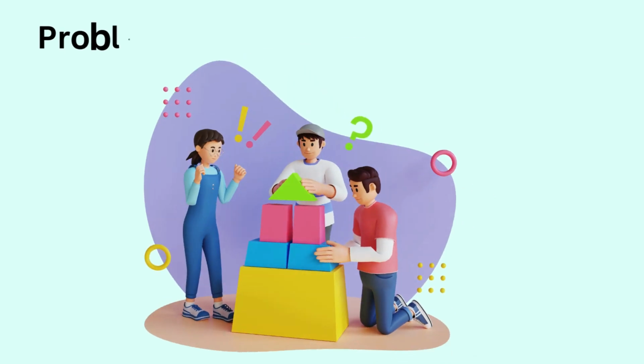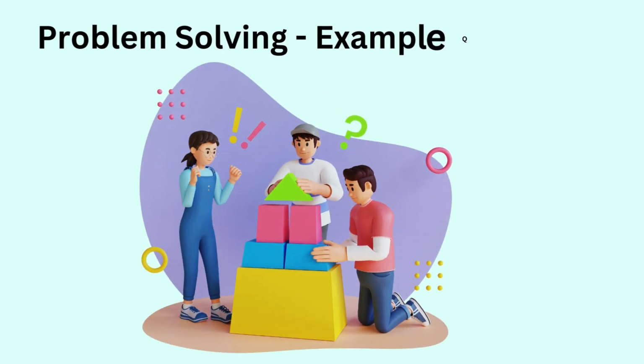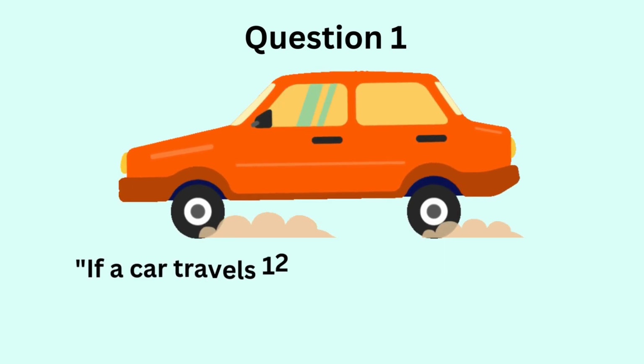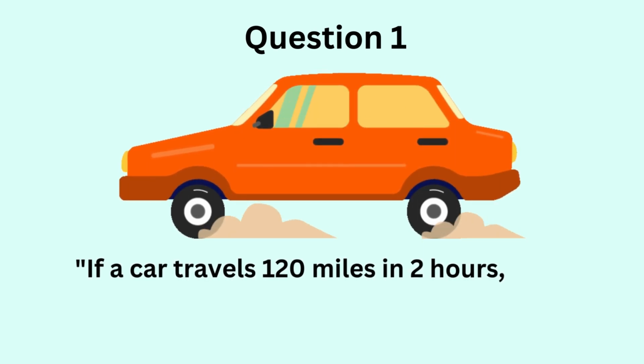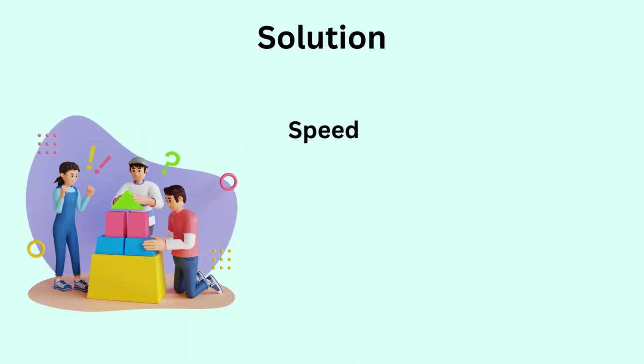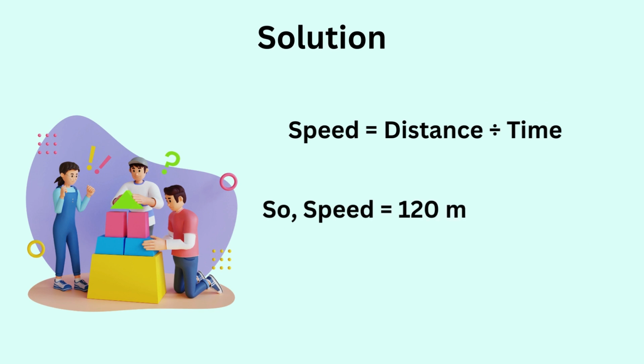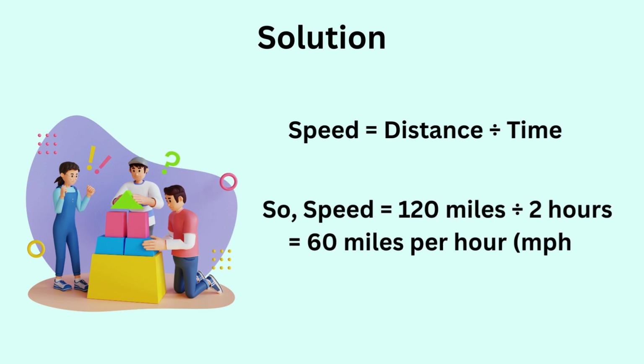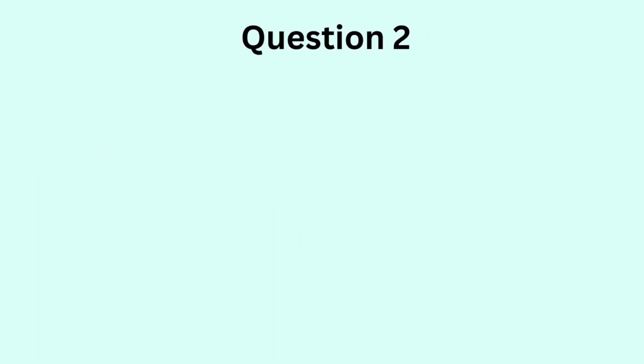Let's tackle a few problems together to grasp these concepts better. Question 1. If a car travels 120 miles in 2 hours, what is its speed? Solution. Using our formula, speed is equal to distance divided by time. So, speed is equal to 120 miles divided by 2 hours. The answer is 60 miles per hour.